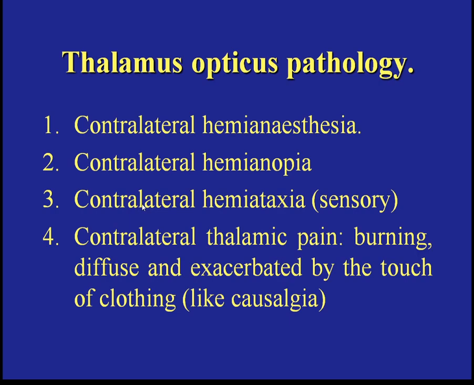And one more slide about thalamus opticus pathology. This is symptoms of 3 hemi. You know now the thalamus opticus is the subcortical center of all sensory modalities. So in case of thalamus opticus pathology, we have 3 hemi symptoms: contralateral hemianesthesia, contralateral hemianopia, a loss of contralateral visual fields, and contralateral sensory hemiataxia, you see. And also patients can have contralateral thalamic pain, burning, diffuse, and exacerbated by the touch of clothing, like causalgia.